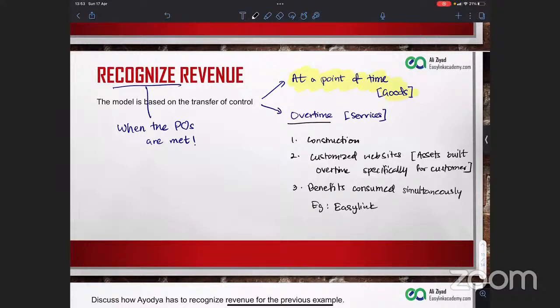Now, Easylink is providing goods or services? Services. So that means the benefits are being consumed simultaneously. While I teach, you are learning SLFRS 15. That is service. For service companies, construction companies, or when you build an asset specifically for a customer, tailor-made websites, software, all these items over time, as you keep progressing towards completion, you have to record revenue. But goods, not like that. When you transfer the control of the goods, you have to record. Services over time, as you keep satisfying the performance obligations.